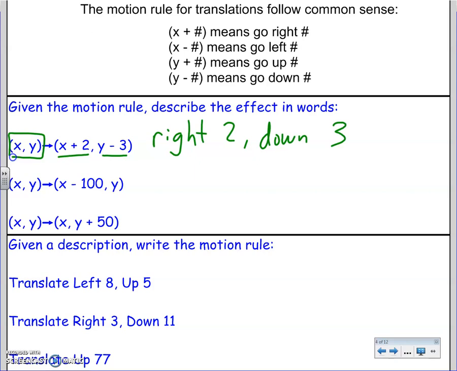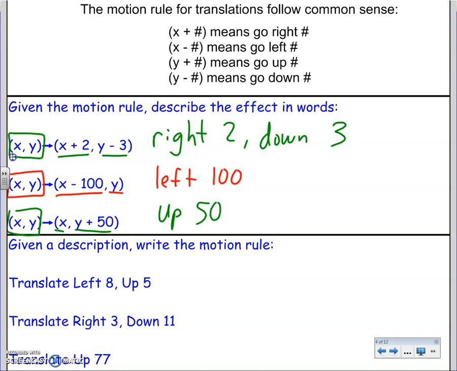Alright, if I try the next one, given the original point x, y, follow this motion rule. For x, you're going to subtract 100. That means left 100. And then for y, you don't change it. You don't say y stays the same, you say y is unchanged. And this last one down here, given x, y, leave x alone, add 50 to y. That means we're just going to go up 50.